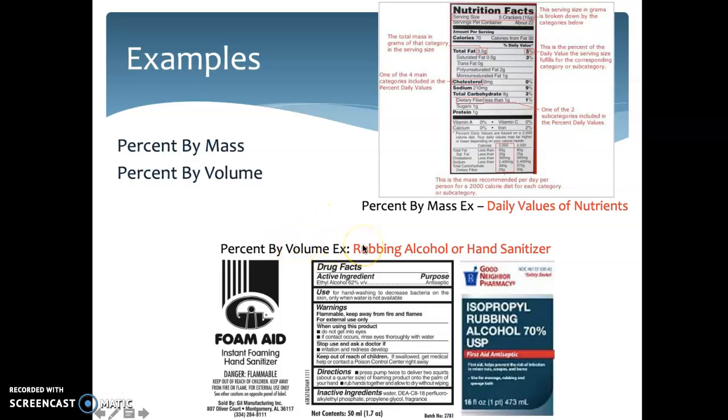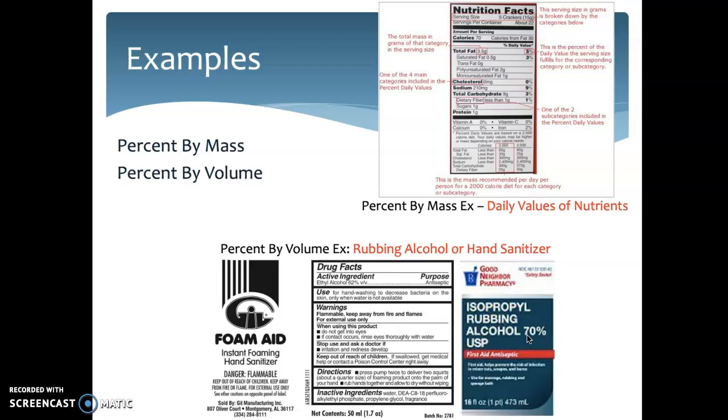Examples of percent by volume. These are tons of daily items. So like if I had hand sanitizer, it's 62%, and that v/v means 62% of it is ethyl alcohol. The other percentage is something else, some mixture of these inactive ingredients. Isopropyl alcohol, we got 70%. That means 70% is the actual isopropyl alcohol molecule, and the other 30% is water.